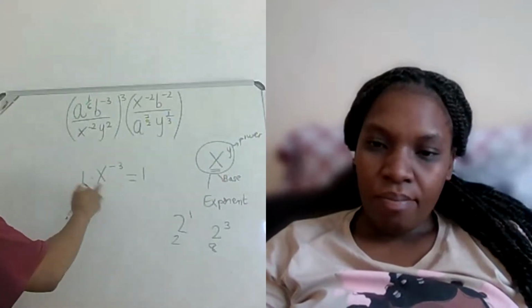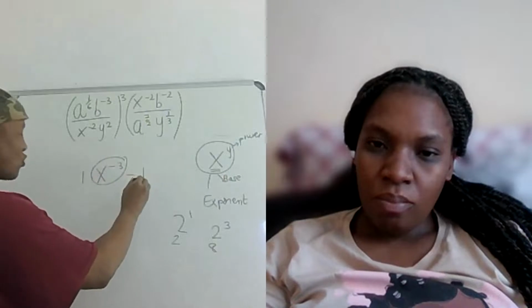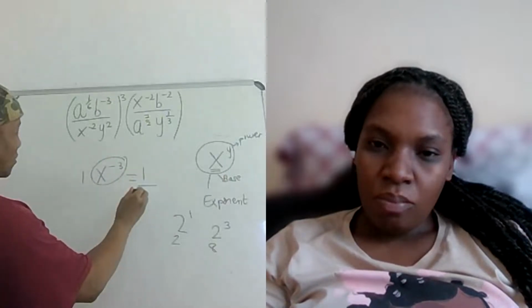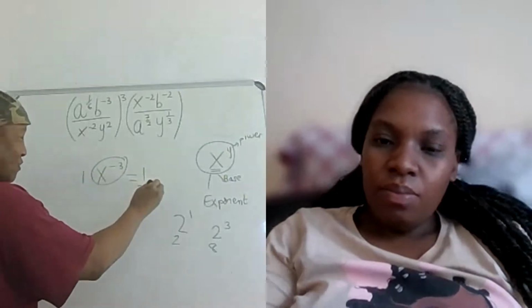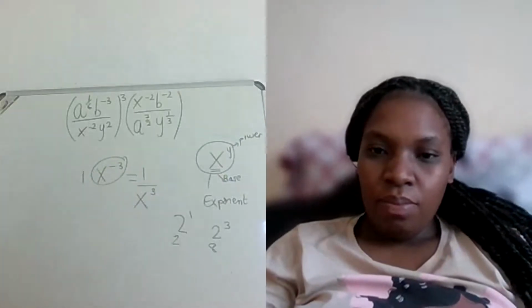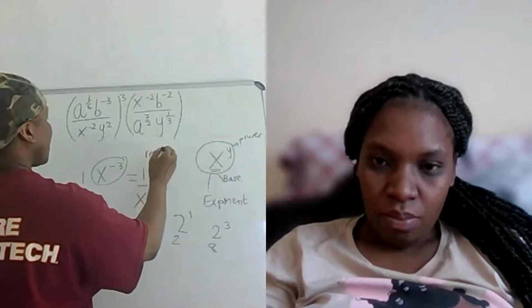Now if you come here, write your 1 and then take all this exponential to the bottom. So you write your line and then take it to the bottom. Exactly. The only thing that changes is the sign: negative is going to become positive. So it's positive, 1 over x cubed. This process we call reciprocation.